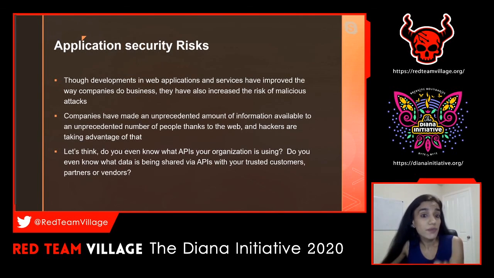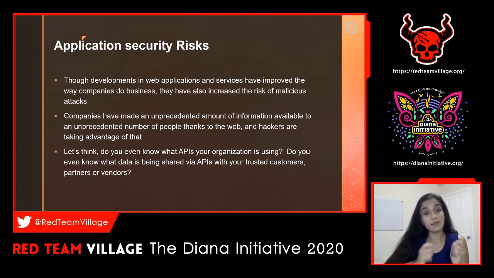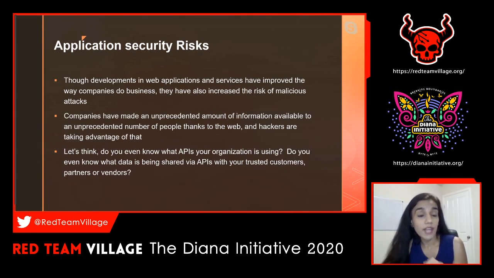Let's think, does everybody in the organization know how many APIs you are using? Do you even know what data is being shared in those APIs and how it's being shared, how your customers, your partners or vendors are using those APIs? Many organizations are not even keeping their API inventory up to date. And if you're not aware of your APIs, how will you protect, secure, and monitor them? You need to enter all your APIs in an API registry, whether it's a new API or an old API. Ask your application security team to find those APIs and assess them as well.